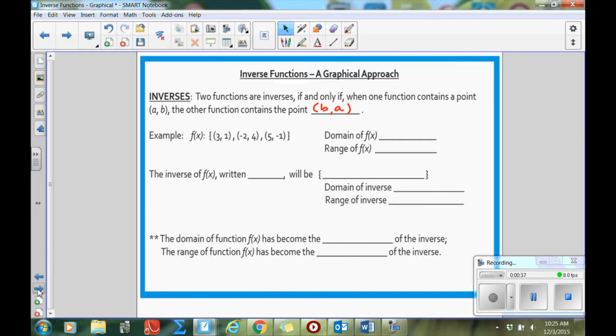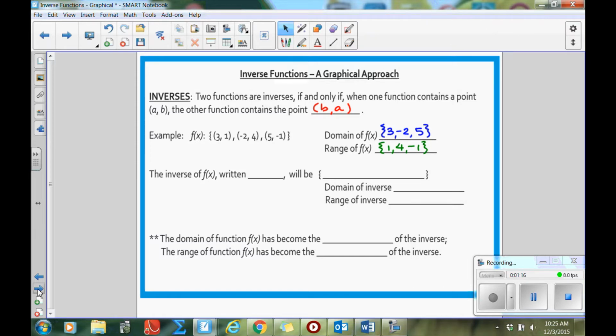Our first example here is a function that contains three ordered pairs. That's it, just three ordered pairs. The x values are the domain of the function. And oftentimes, mathematicians will put those in numeric order. Any order still represents the same domain. The range of the function includes the y values. Same thing, typically we would put these in numeric order.